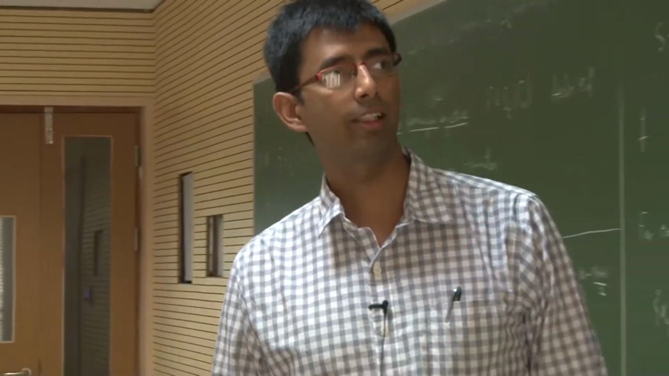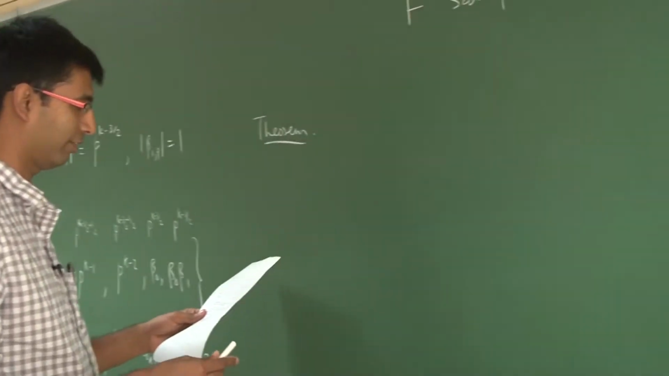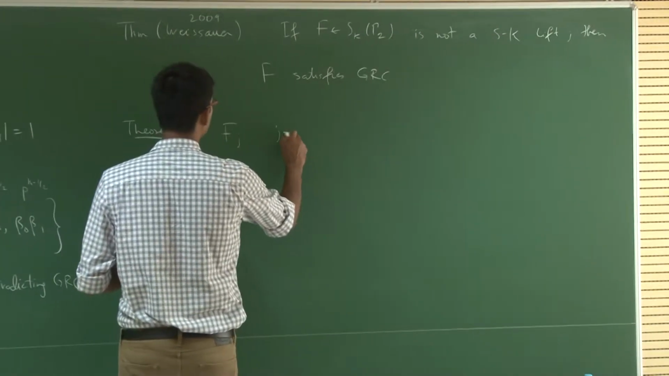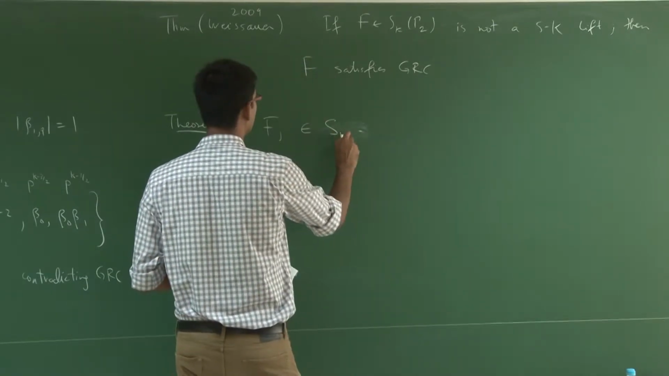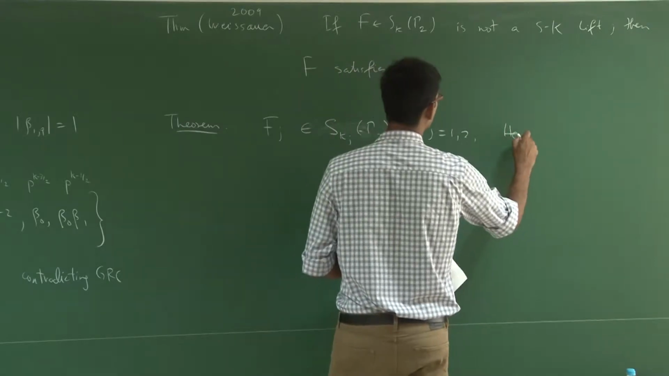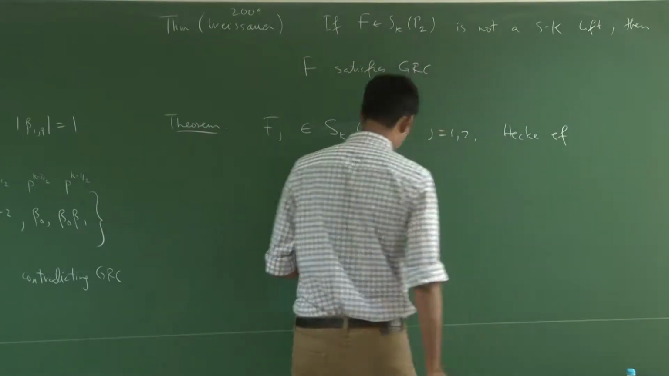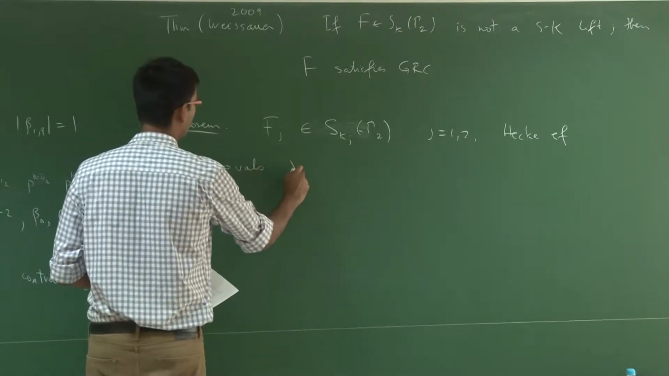So, what is the application? Okay, the application is the following. I really like this stuff. So, F_j for j equals 1 to 2 are in S_{k_j}(gamma 2). These are Hecke eigenforms with eigenvalues lambda_j(n).